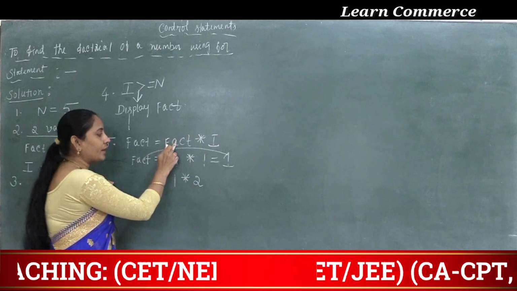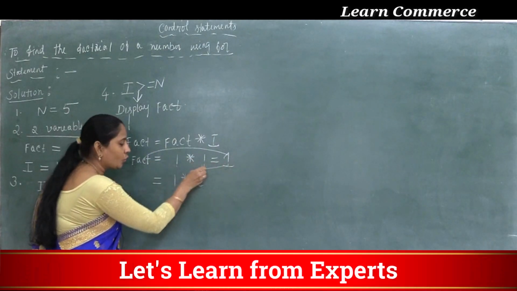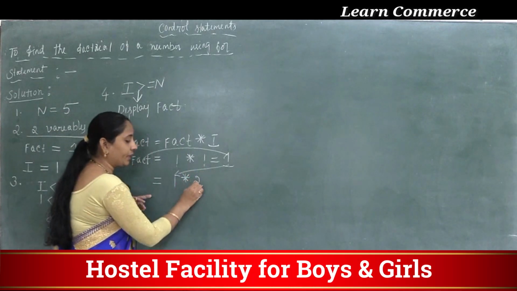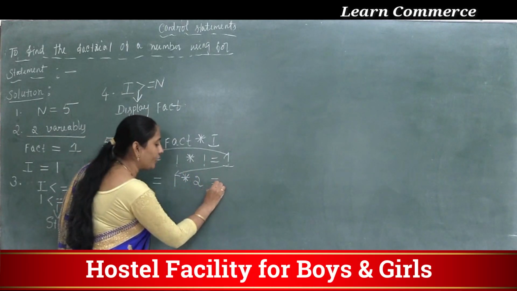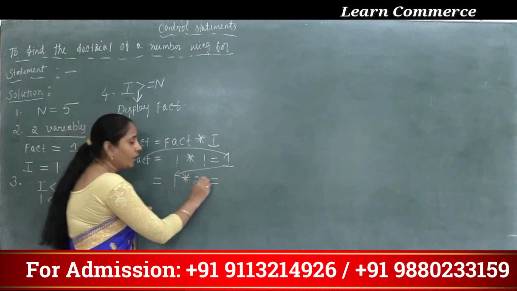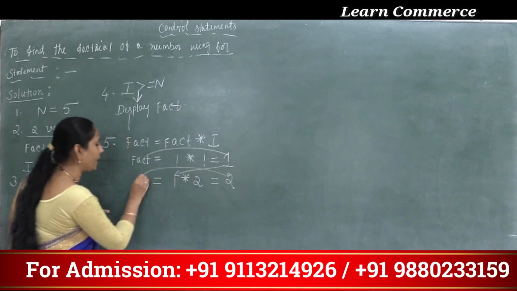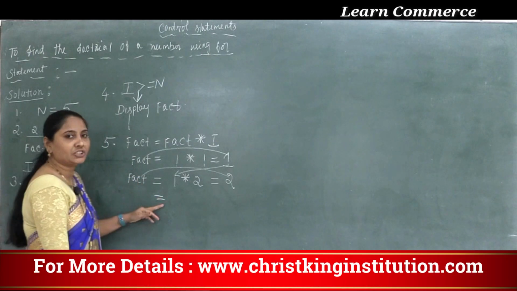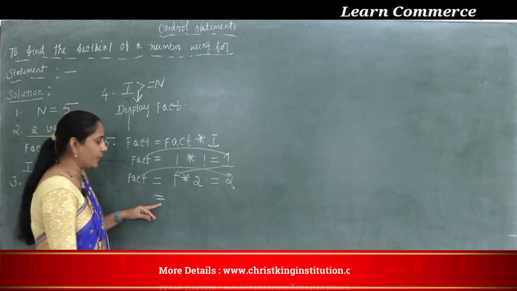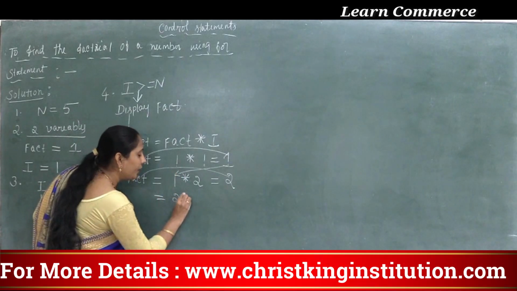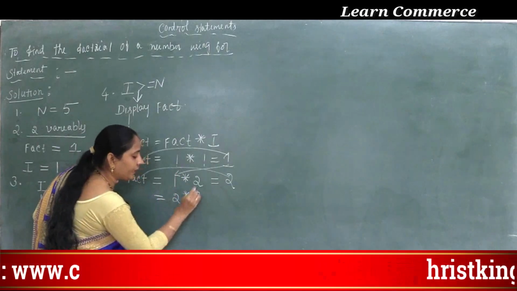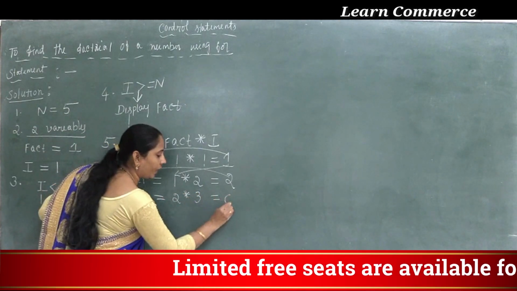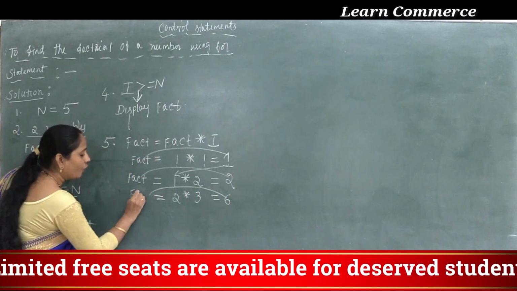The second time, the fact value is this value, correct? This is our fact value here, but the I value is going to increment. So when you multiply 1 into 2, the value is 2. Now this is the value of the fact. The fact value has just changed. The changed value is 2 in this case. Now 2 into, the I value increments to 3 here. 2 3s are 6. So this value is called the fact value.